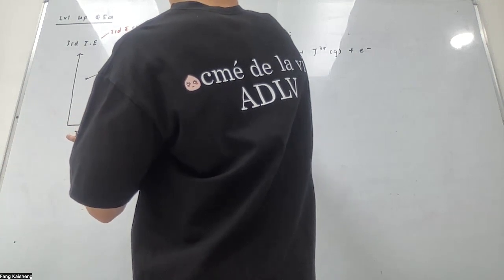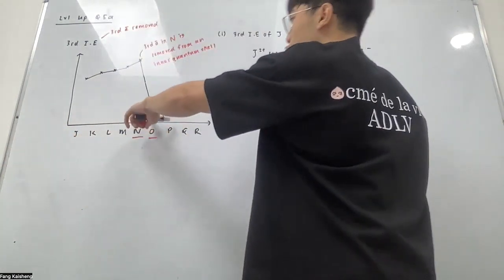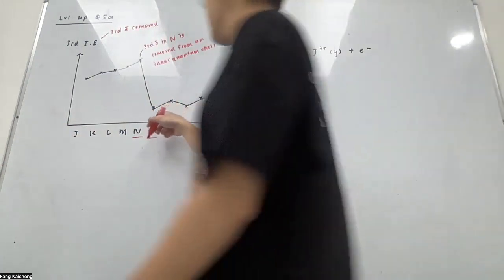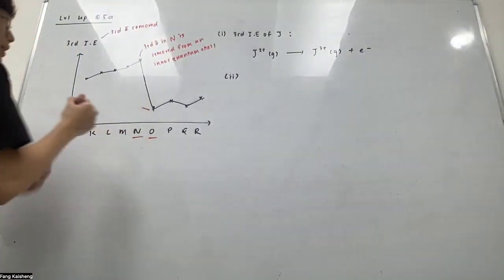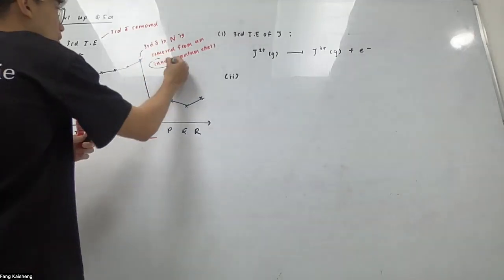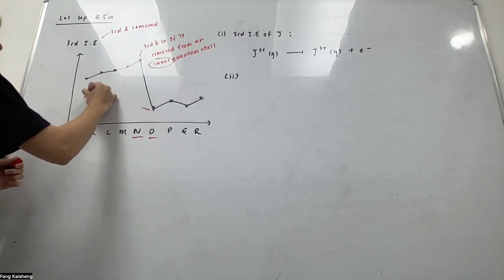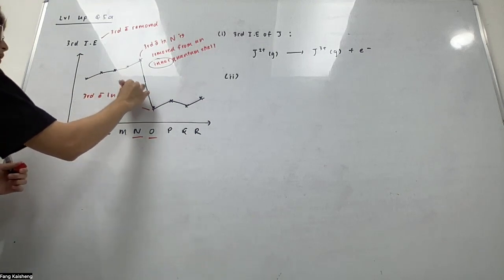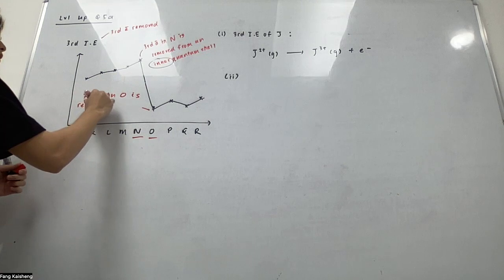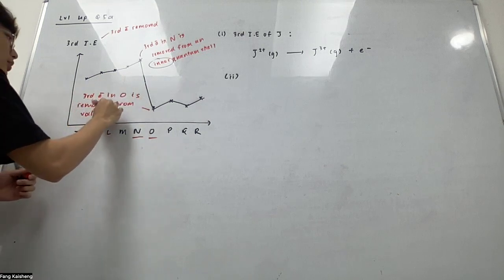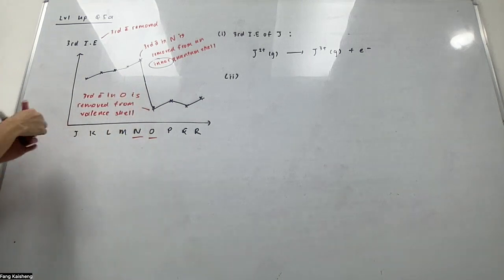Because the very next guy is super low. What does this mean? Where is the third electron removed from? Outer shell. Can you see the idea here? Here, also third electron, but in O is removed from the valence shell. Outer shell, right?